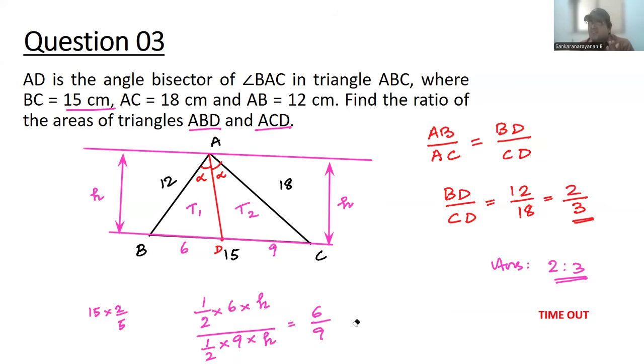In the same way, when the base remains the same, the area of the triangle will be proportional to the height. The more the height, the more the area. Lesser the height, lesser will be the area, but provided the base remains the same. So you can use these results interchangeably for solving the questions. Our answer for this question is 2:3.